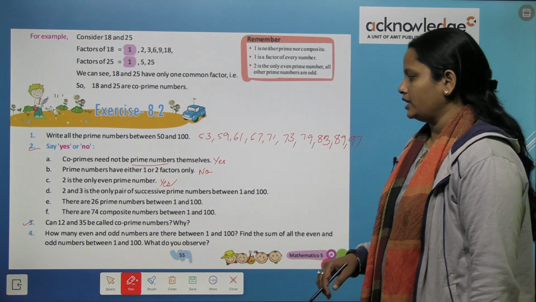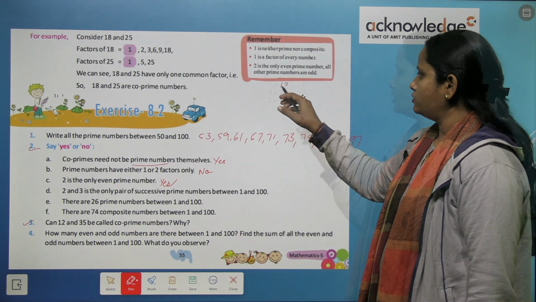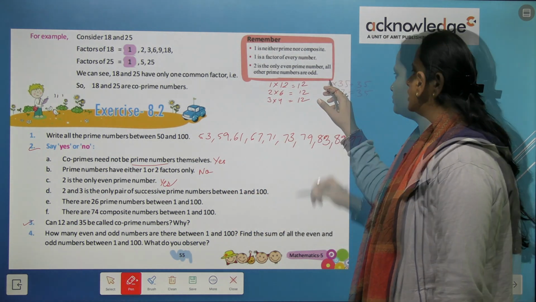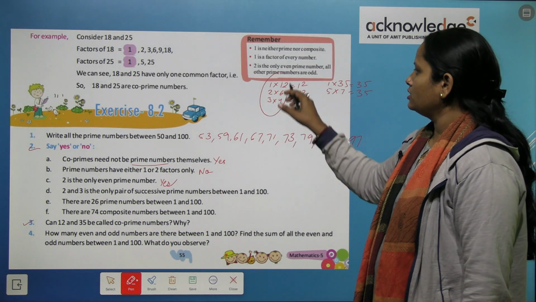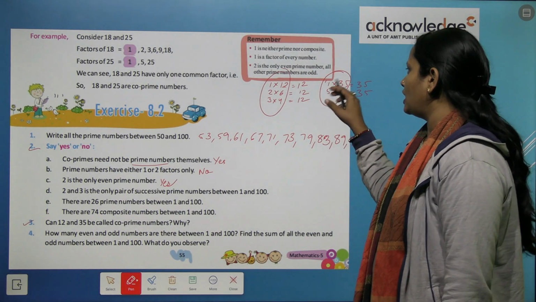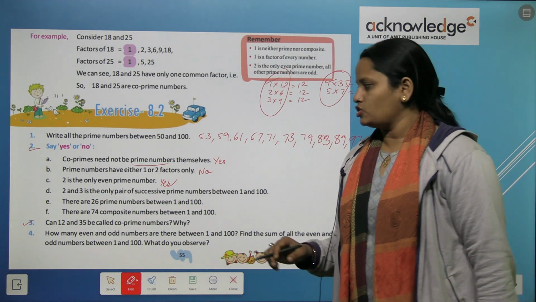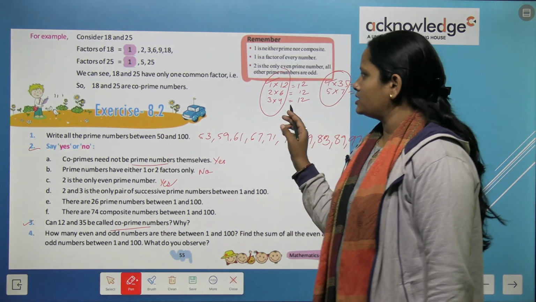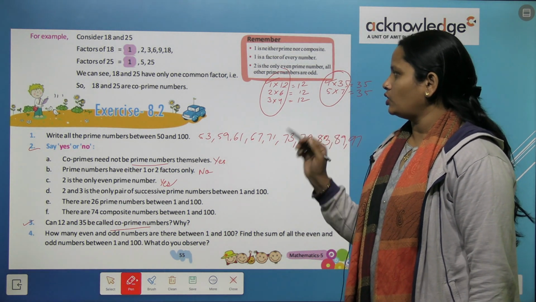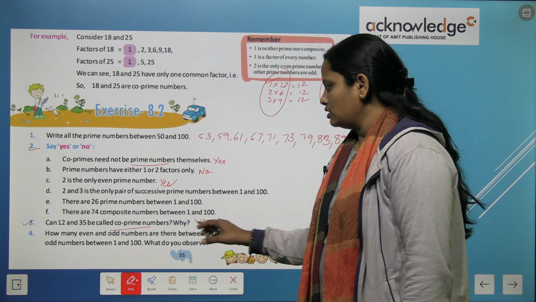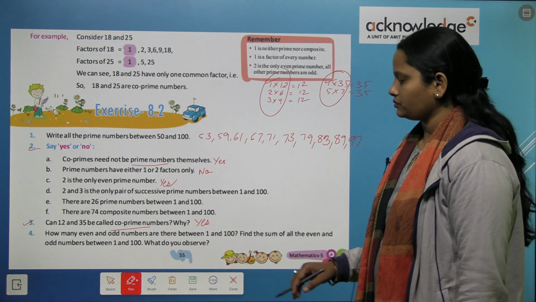And for this, let's find the factors of 12. Similarly, let's find the factors of 35. So here you can see, children, इन दोनों नंबर्स में कोई भी कॉमन फैक्टर नहीं है 1 के अलावा. तो अभी हमने पढ़ा था कि जो भी प्राइम नंबर्स होते हैं उसमें 1 is the only common factor. So yes, it is a co-prime number.